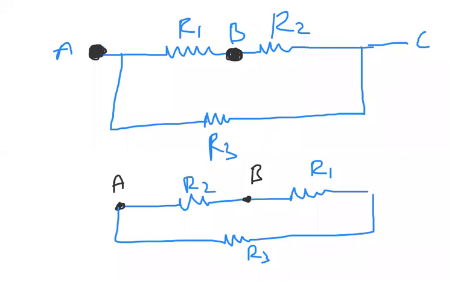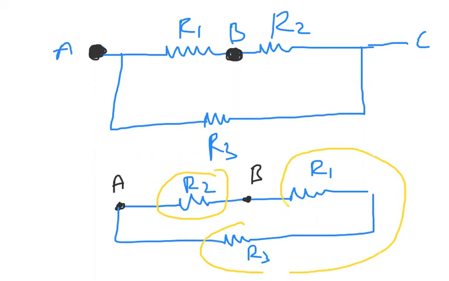Leave the point C. Now, if you observe, R2 is between what and what? R2 is between A and B. Now the combination of R1 and R3, they are also between A and B. R1 and R3 are connected one after another, so they are said to be in series combination.